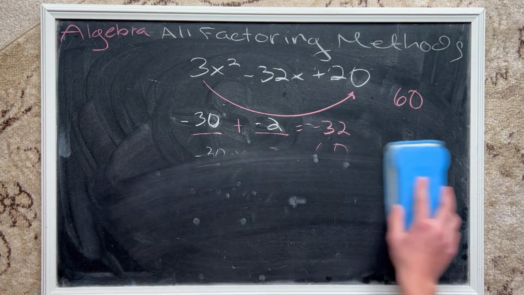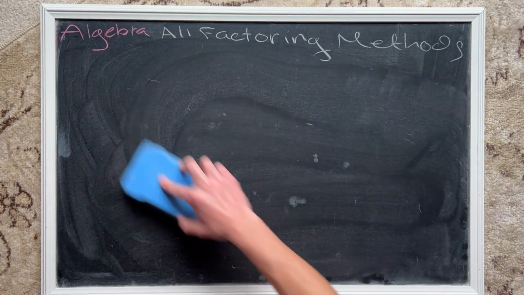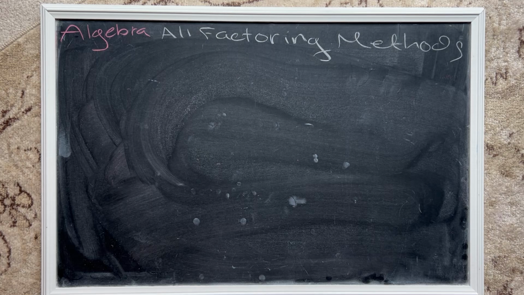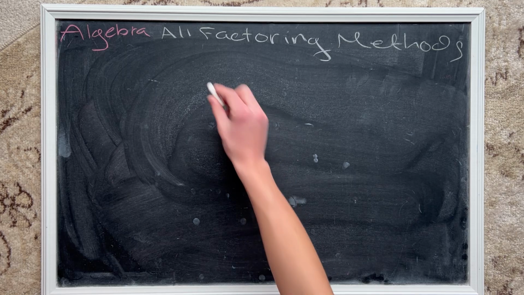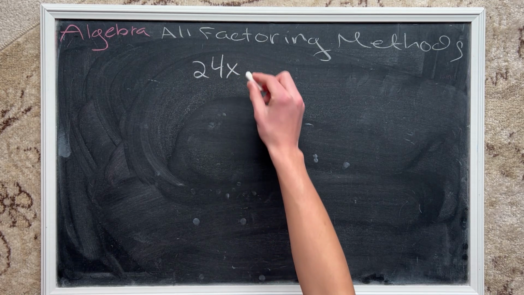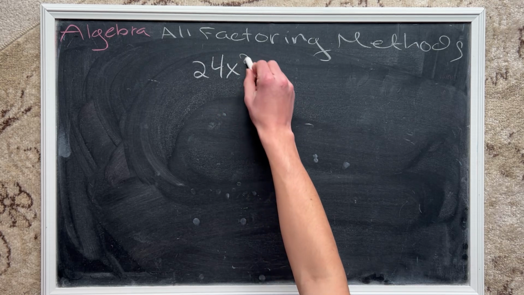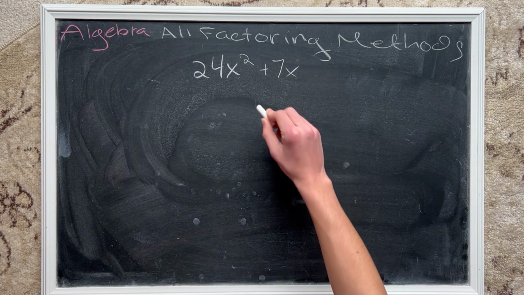Perfect. Now, I will show you a much faster method, I feel like, for those. It kind of combines those last two methods. I call it the x method. So let's take the polynomial 24x squared plus 7x minus 5.